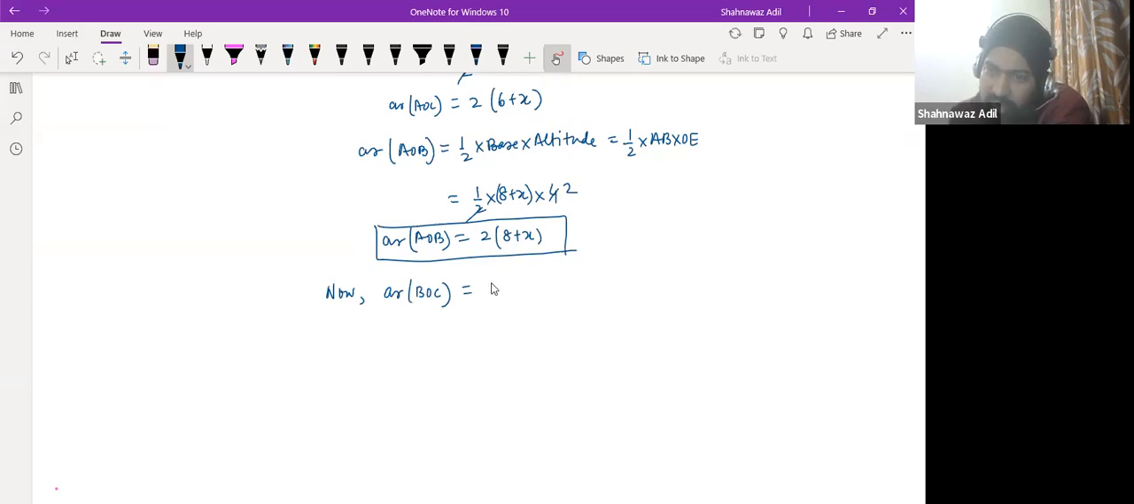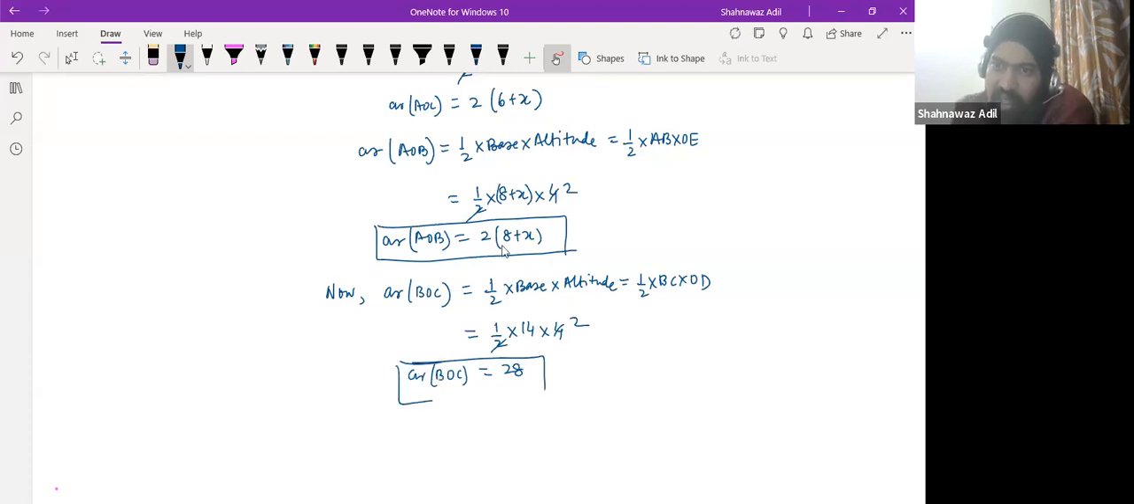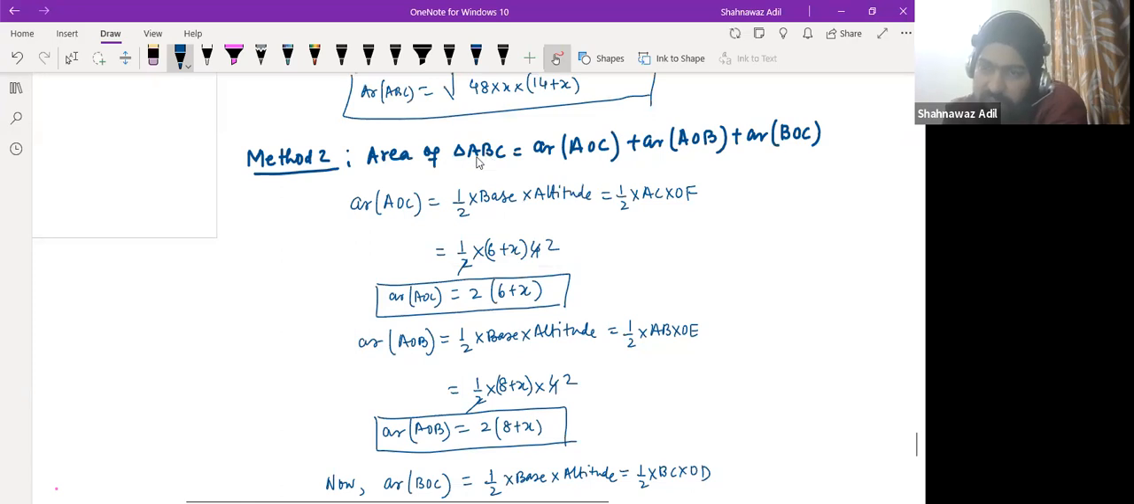Area of BOC is half base and altitude. Base is BC. So BC was how much? BC is 40, so half of it is 20. So this is the area of B. Now we have all these three areas, so then we can calculate the area of ABC. Right? Area of ABC was the addition of these three.